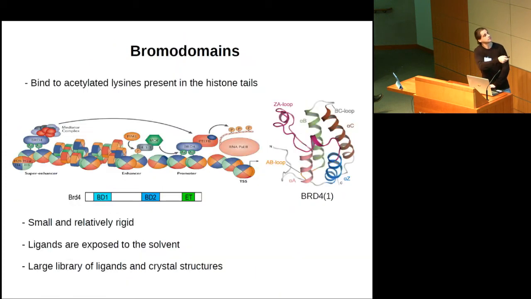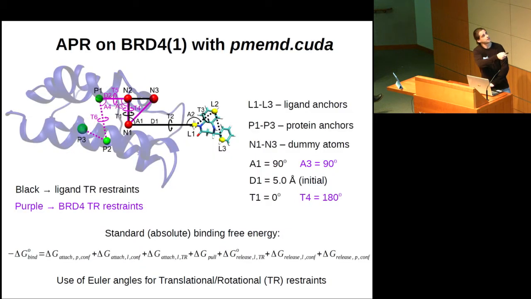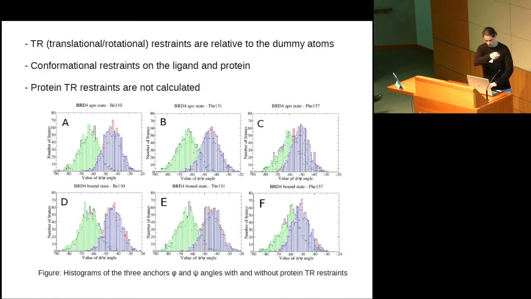Since we're restraining this relative to these dummy atoms, you have to make sure that we're not calculating the protein translation and rotational restraints. They're just keeping the system in the lab frame. So we have to make sure that that's not interfering with the internal degrees of freedom of the protein. So we did our RMSD analysis, but also we analyzed the phi and psi angles or Ramachandran angles from the residues that have the protein anchor atoms. And you can see the distribution is very similar.